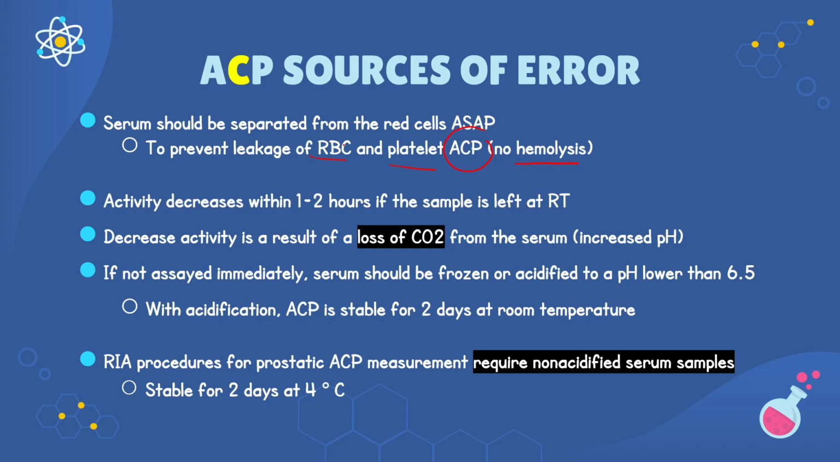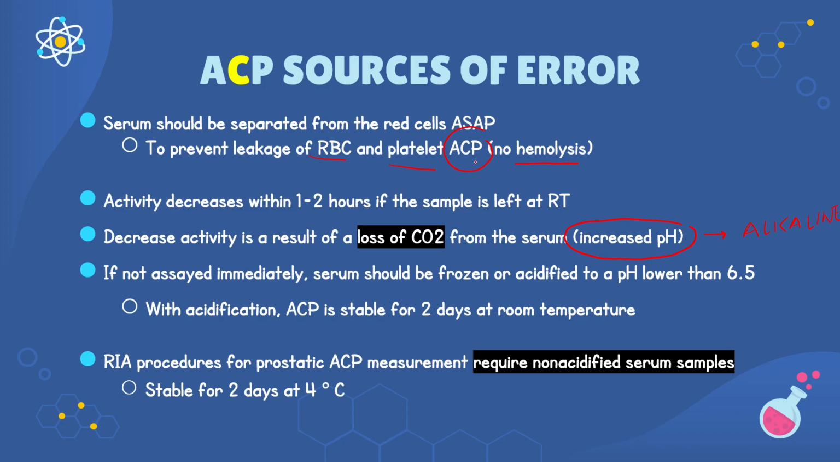Activity will also decrease within 1 to 2 hours if your sample is left at room temperature. Decreased activity is also a result of the loss of carbon dioxide from your serum, which means that it will increase your pH, making it alkaline. Remember, we need to maintain an acidic environment for acid phosphatase activity.